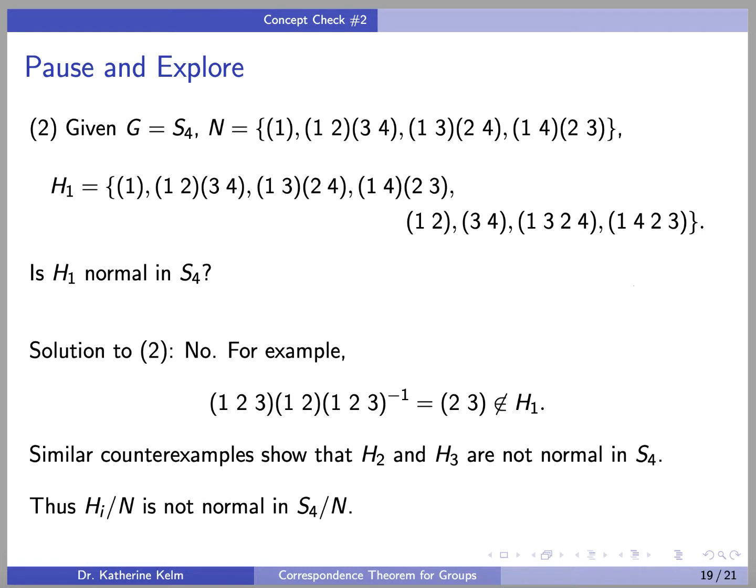Okay, so the answer is no. For example, if we conjugate (1 2) by (1 2 3), we end up with (2 3), which is not in H1. And you can come up with similar counterexamples to show that H2 and H3 are also not normal in S4. Thus, by the correspondence theorem, Hi mod N is not normal in S4 mod N for each i from 1 to 3.